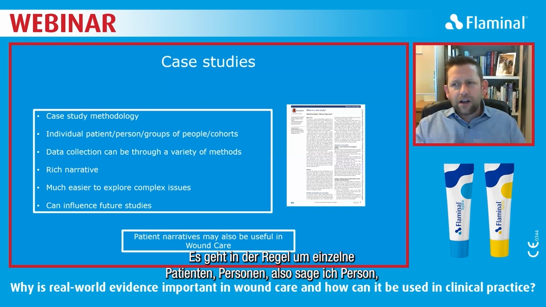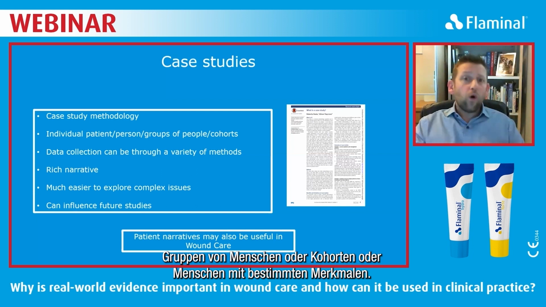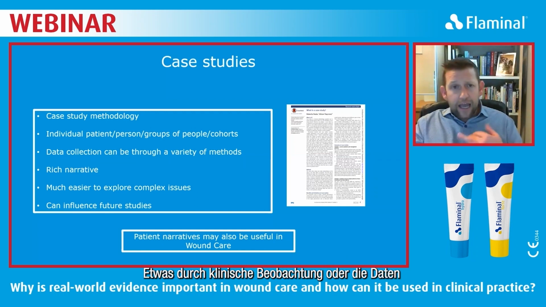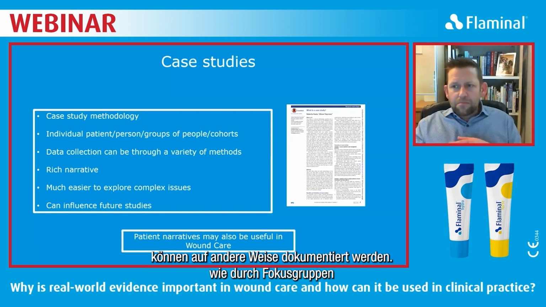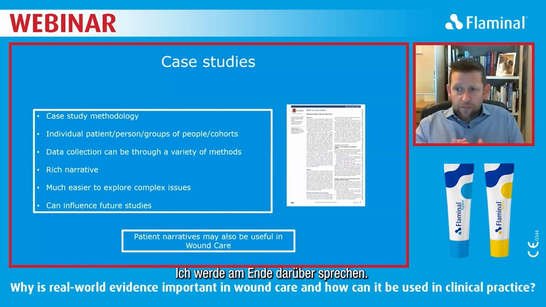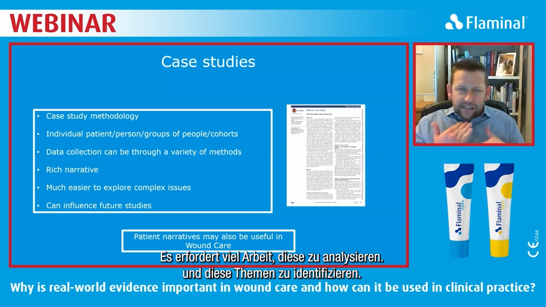It usually focuses around individual patients, a person, so I'm saying person because not always patients, remember, groups of people or cohorts of people with specific characteristics. That data collection can be through a variety of methods. It can be through clinician observation. It can be through things such as, I suppose, focus groups, interviews with those individuals, or them getting to write their narrative, and I'll talk about that at the end. It does provide a rich narrative. You do get an abundance of data, and it does take a lot to decipher it and identify these themes.